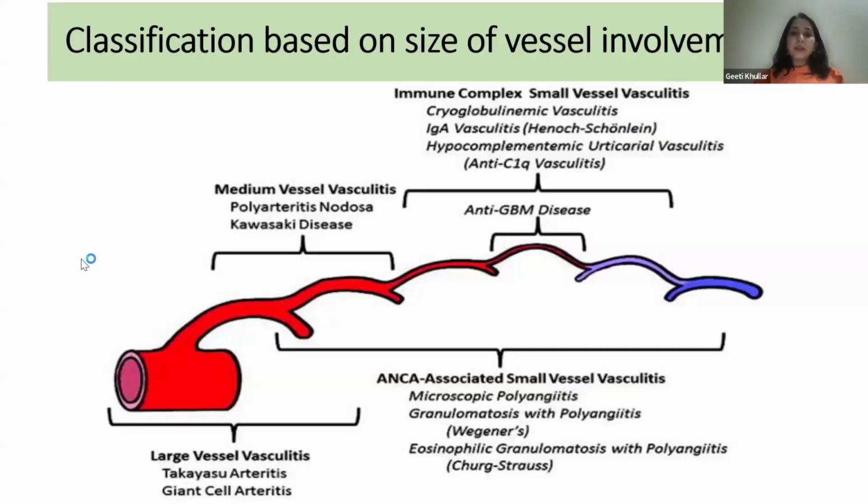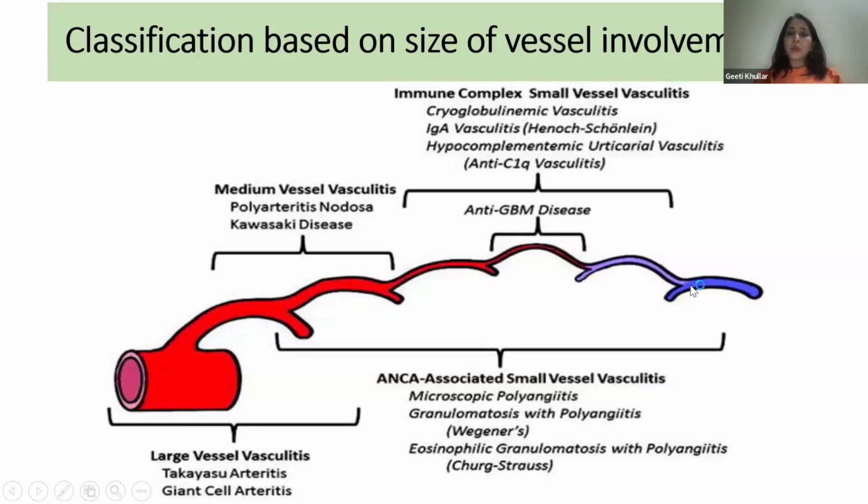So this was the diagram that I was referring to, again based on the vessel involved. As you can see, this is like the large aorta vessel, which is branching into the medium vessels. And then you have the small arteries. And then these ones are the arterioles, capillaries, and the venules.